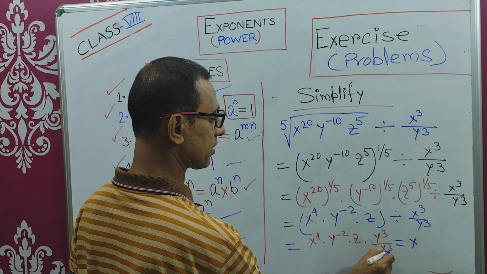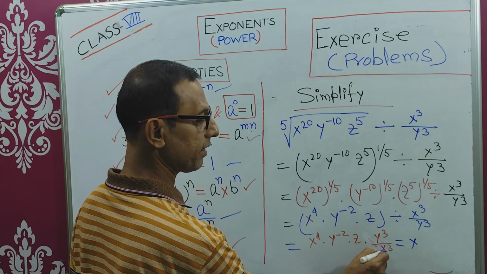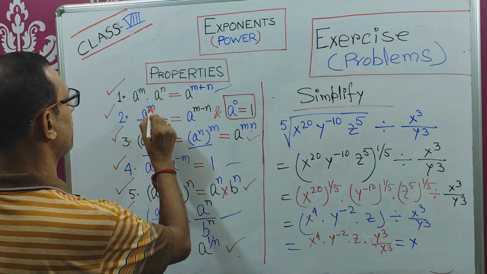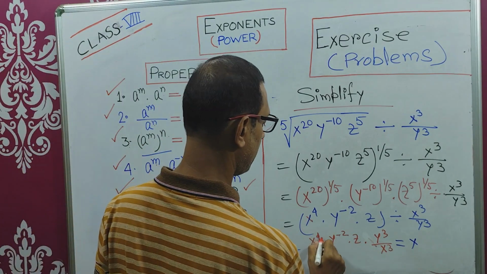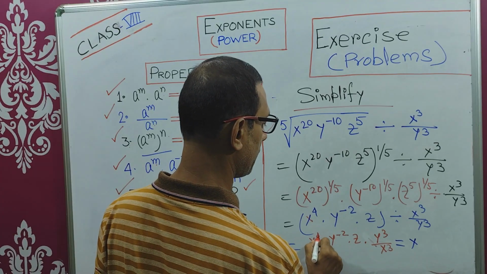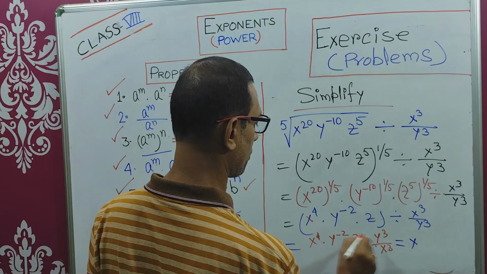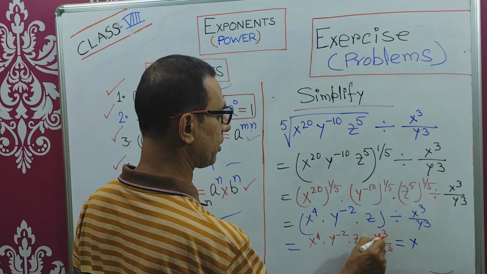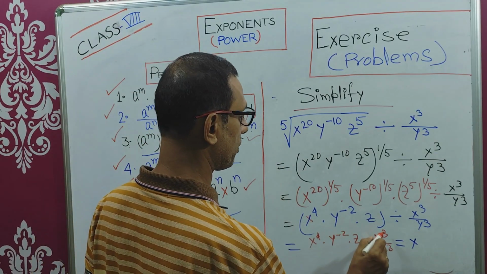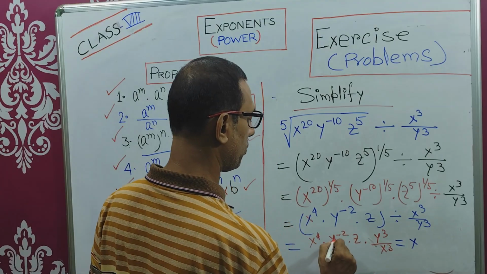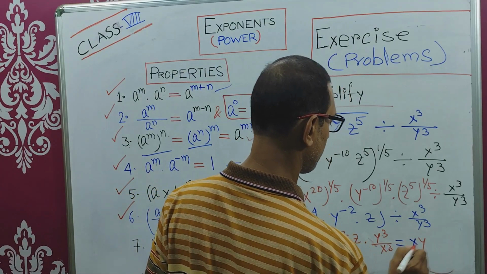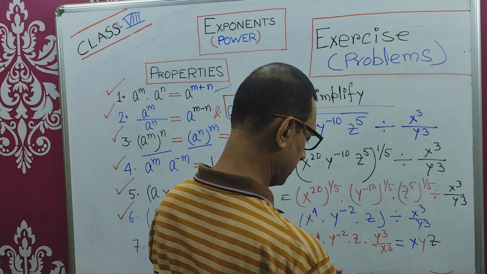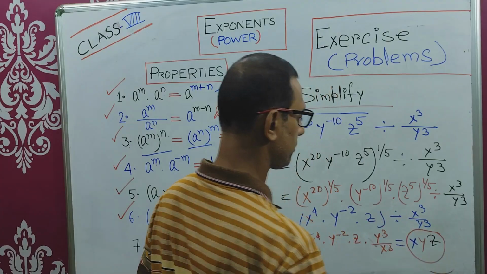So x to the power 4 by x cube, that means x to the power m by x to the power n, that means x to the power m minus n. This formula you are utilizing: x to the power m by x to the power n equals x to the power m minus n, right? So x to the power 4 by x cube, 4 minus 3, that is x. Another formula is y to the power minus 2 into y cube. That means the product formula, a to the power m into a to the power n equals a to the power m plus n. So y to the power 3 minus 2, so y. Then z, that is it. So basically that is the simplification: x, y, z.